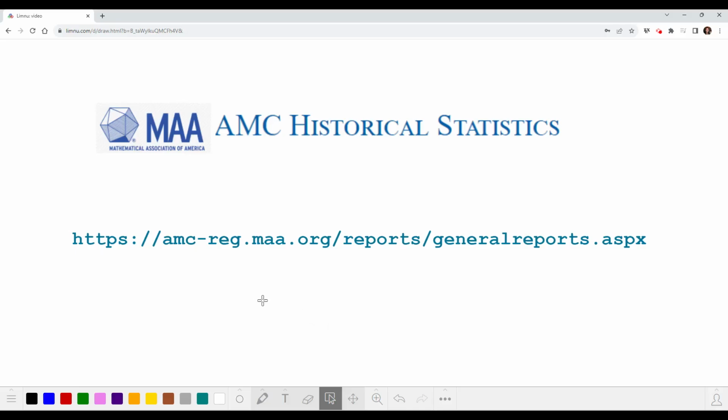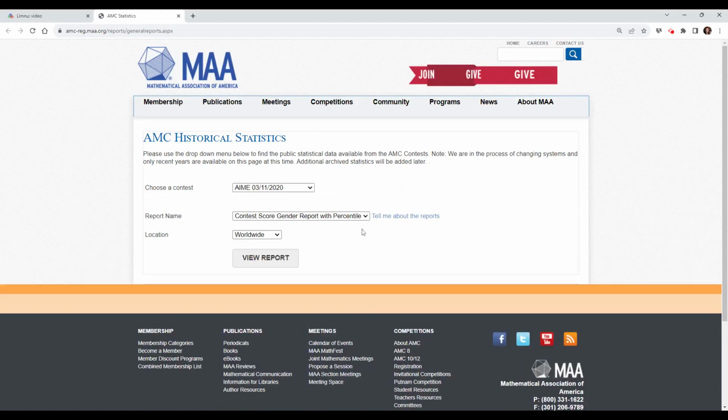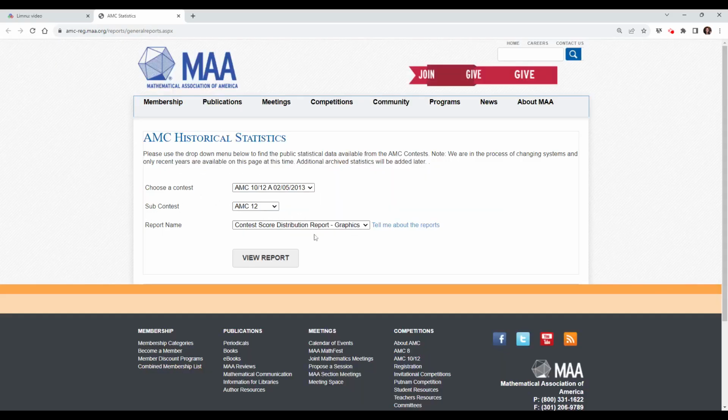The Mathematical Association of America provides data on old AMC test performance at this URL. So let's take a look. Here's the website. There's a drop-down menu to choose a contest, and there's a bunch of demographic reports. For more information about the reports, you can click on that link. But my favorite report is the default one, the score distribution.